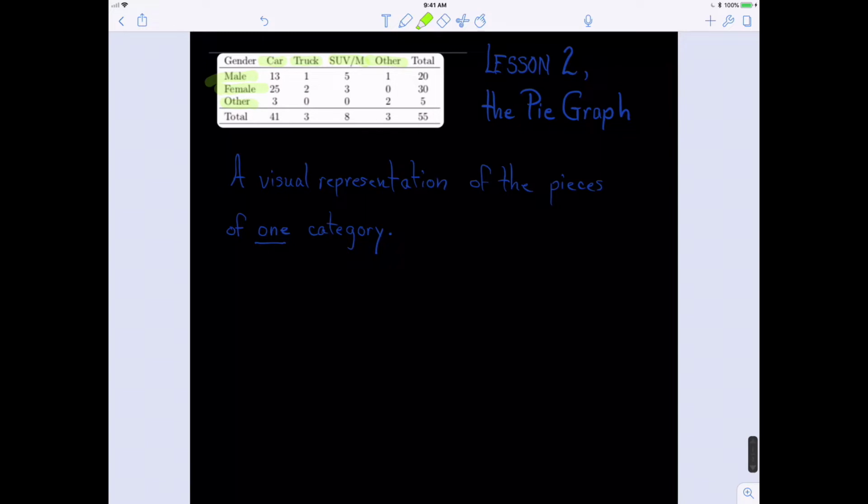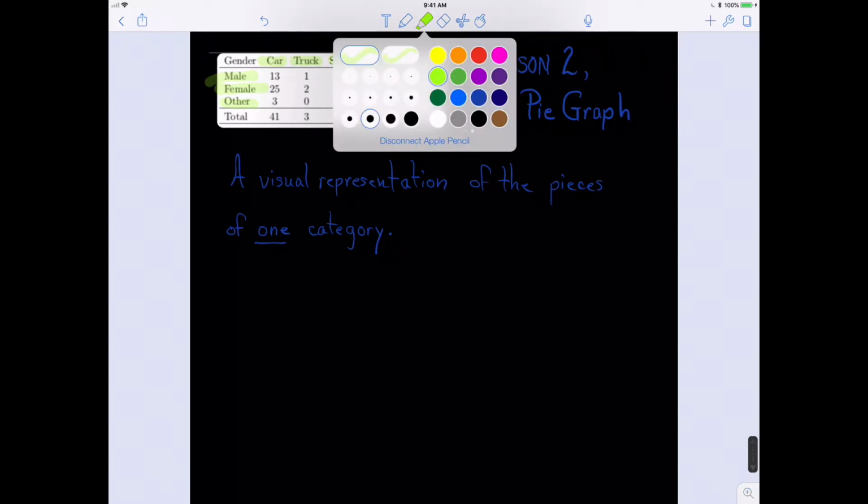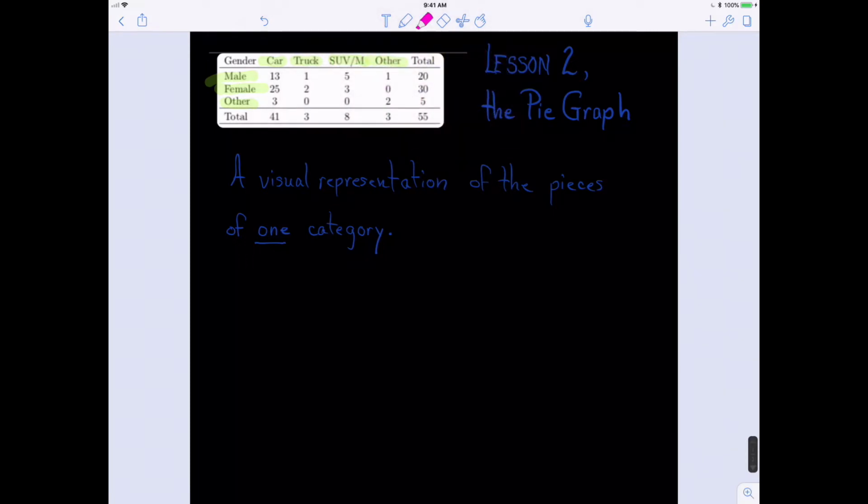So in this case, I'm going to use a little different color. I kind of like the pink, so let's try the pink. What we're going to do today is look at the category of males, and we're going to make a pie graph. And so here's what we need to do.